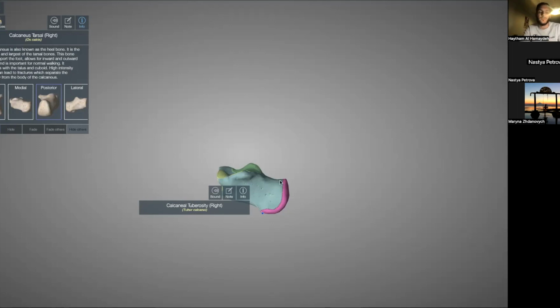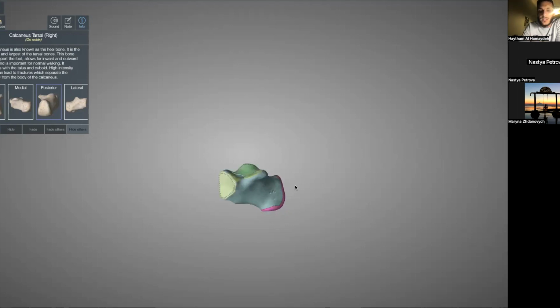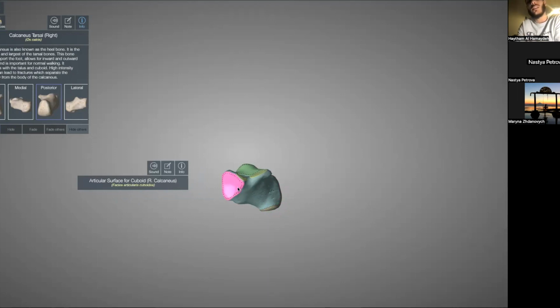Excuse me, can you repeat this about the anterior surface? Yes, the anterior surface is the articular surface for the cuboid, and it is involved in the calcaneocuboid joint with the cuboid bone. Okay.